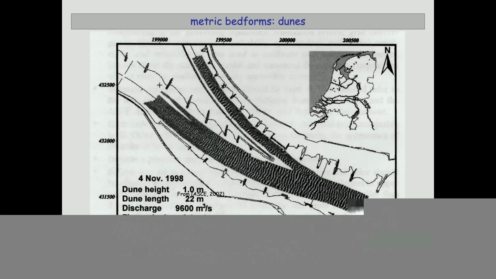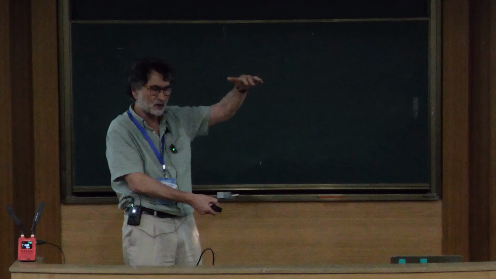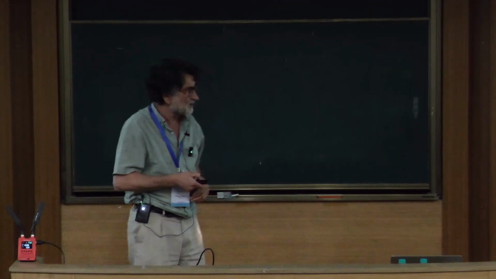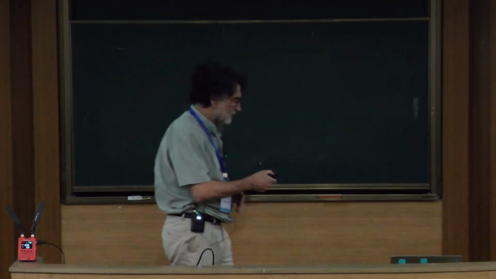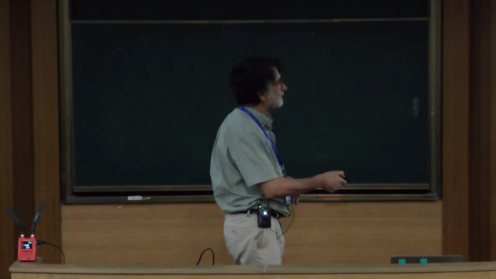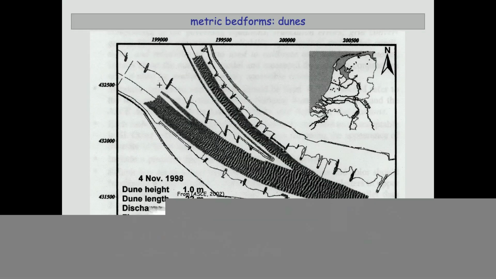And now there are some much larger bed forms, which we call dunes, typically with wavelength about 10 or several tens of meters and height about 1 meter. These dunes form in particular at the bottom of rivers. Here you have the Rhine River, which flows from right to left.